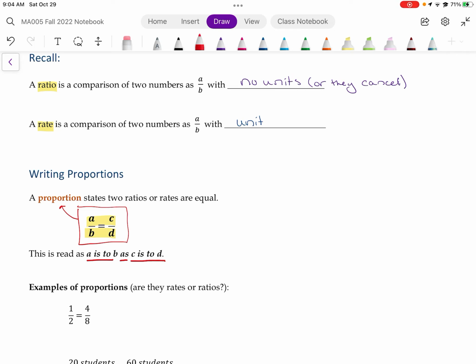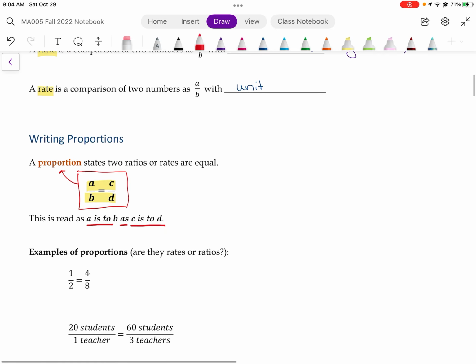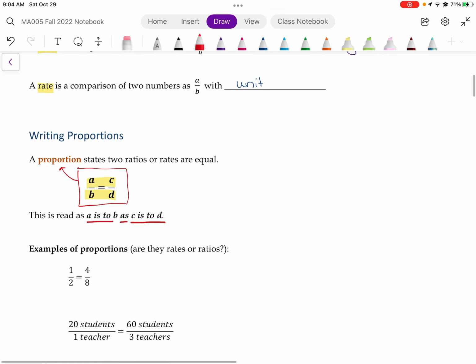So if you're thinking about it as a proportion, you would say this next one, 1 is to 2 as 4 is to 8. The next one, 20 students is to 1 teacher as 60 students is to 3 teachers. So which one is a rate and which one is a ratio? So this one is a ratio. It has no units. And the next one is a rate. It does have units. Students to teachers.